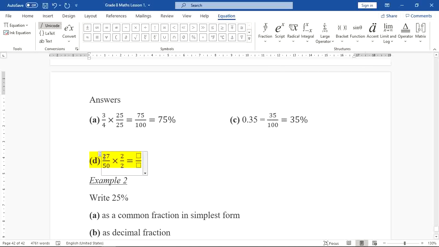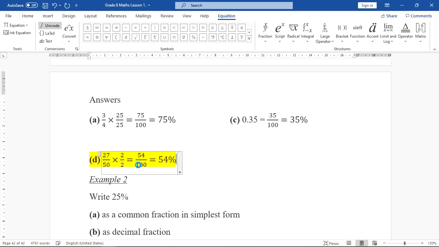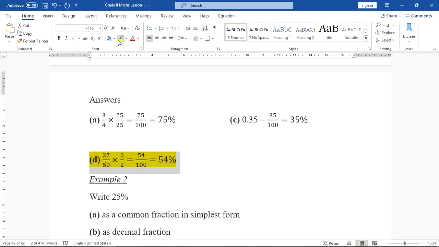So 27 times 2 will give us 54. You can confirm that on your calculator. And then 50 times 2 will give us 100. And we just learned that any number with a denominator of 100 can be written as a percentage. And voila, that's it. So my friends, I think it's about time you practice now.